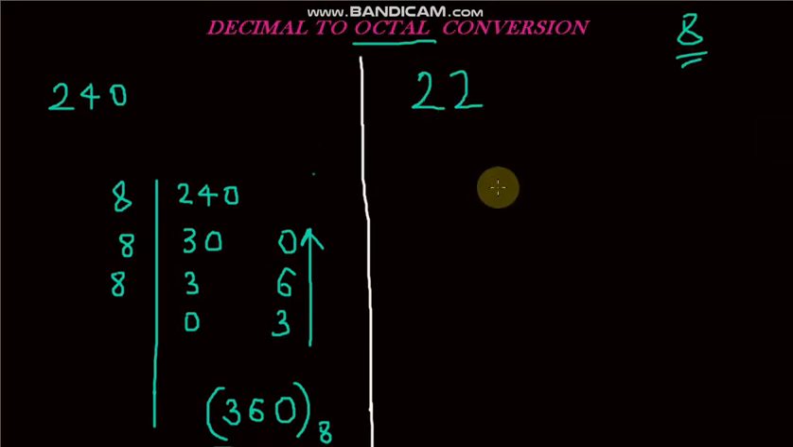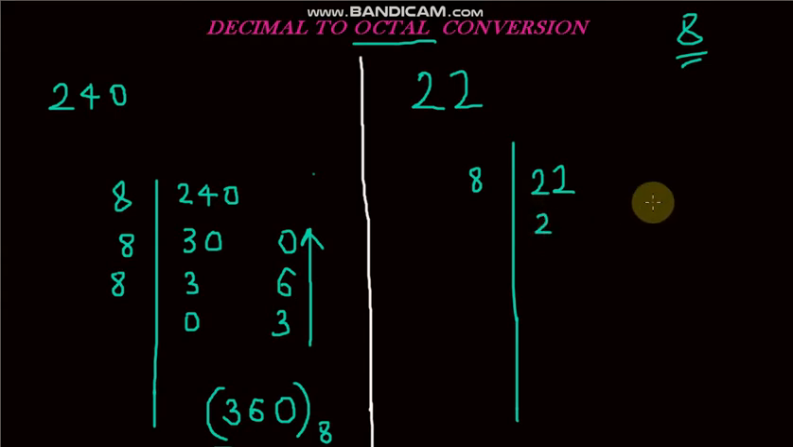Okay, 22. Again we do the same thing. First we write down the number 22, then on the left hand side draw a straight line. It is very simple because 22 is such a small number. Let's begin. First we divide it by 8, and we get a quotient of 2 and a remainder of 6. Now dividing this 2 by 8, we get a quotient of 0 and the remainder is 2. It was so small.